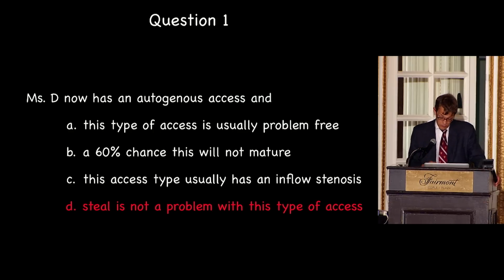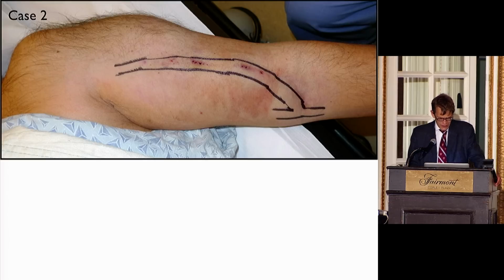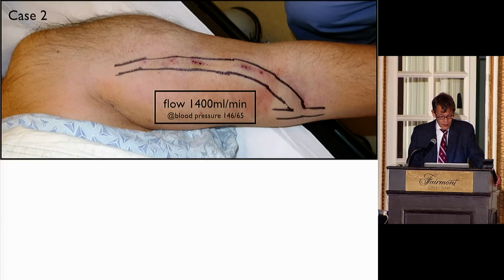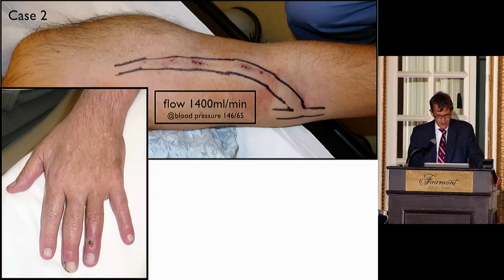And this brings us to the last point in our question. We've all heard about steal. How does steal relate to upper arm accesses? So here's another case with an upper arm brachiocephalic vein fistula, 1400 flow, which is a typical access flow for an upper arm access. Patient presents with these punctate ulcers on the fingers.